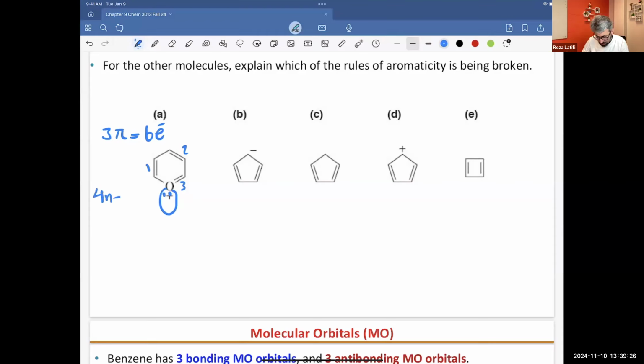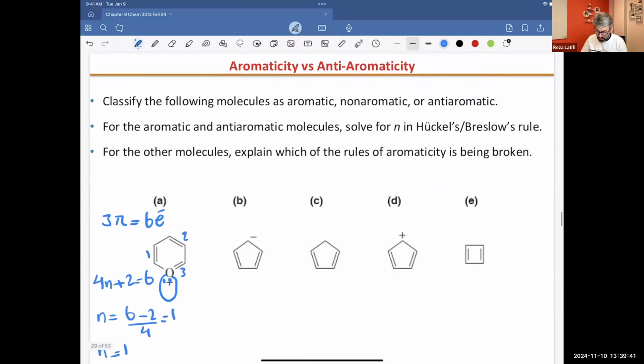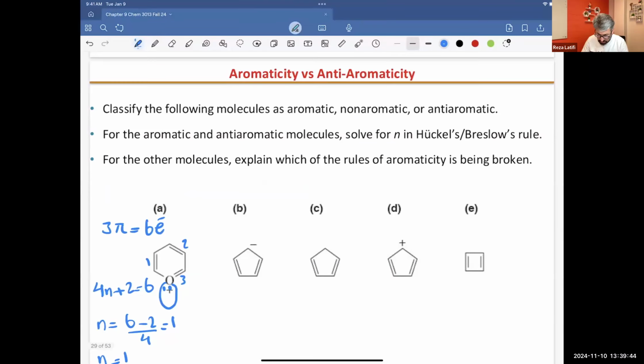So I'm following 4n plus 2, and that's going to be equal to 6. What's going to be the n? It will be 6 minus 2 divided by 4. That's going to be 1. So n is going to be equal to 1. And this molecule will be aromatic.